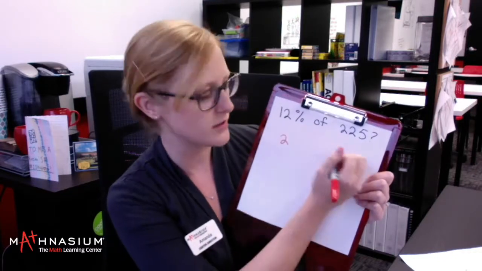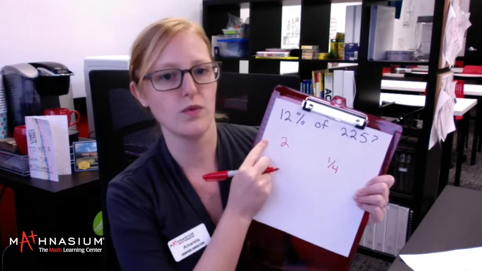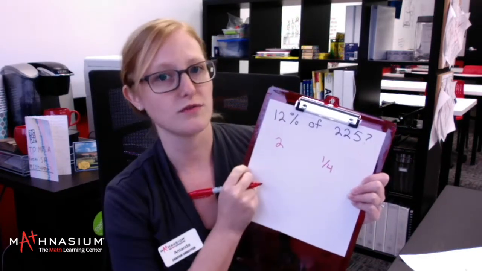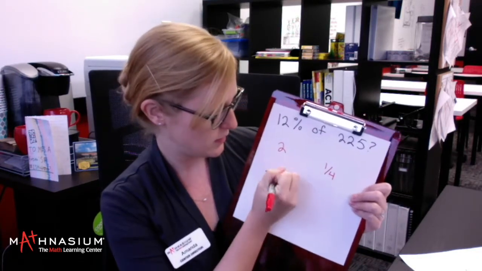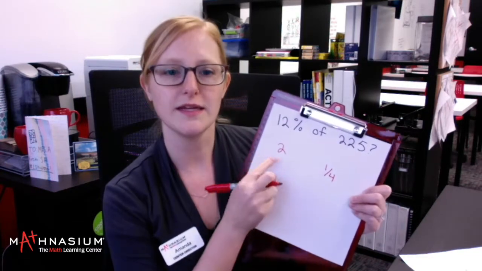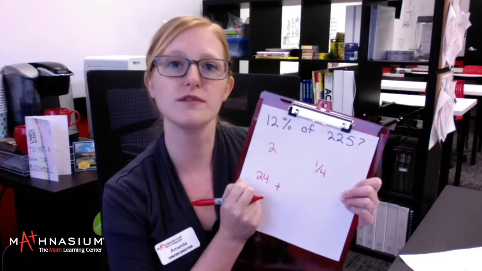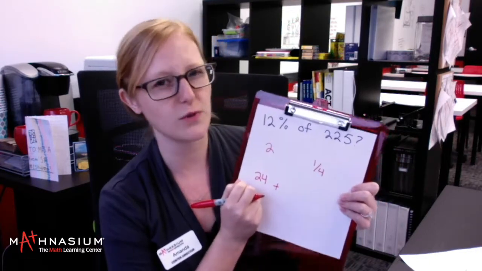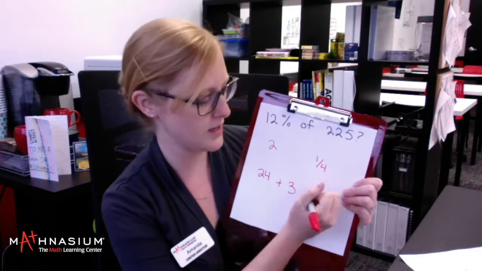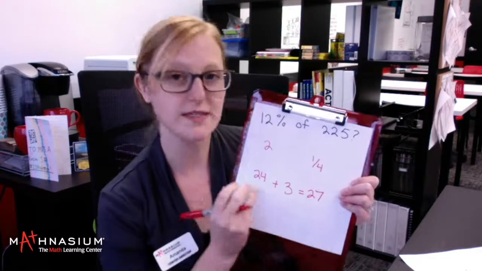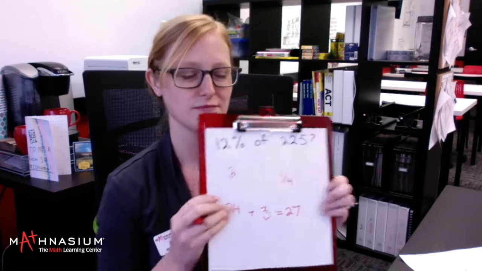So we have 2 whole hundreds and 1/4 of 100. So for those 2 hundreds, we're going to take 12, because we have 12%, 12 for each 100. We'll take that 12 2 times, so that gives us 24. And then we need to add how much we have left from this 1/4. So what's 1/4 of 12? Well, we can just divide 12 by 4 to get that answer, and that gives us 3. So 24 plus 3 is 27. So 12% of 225 is just 27.